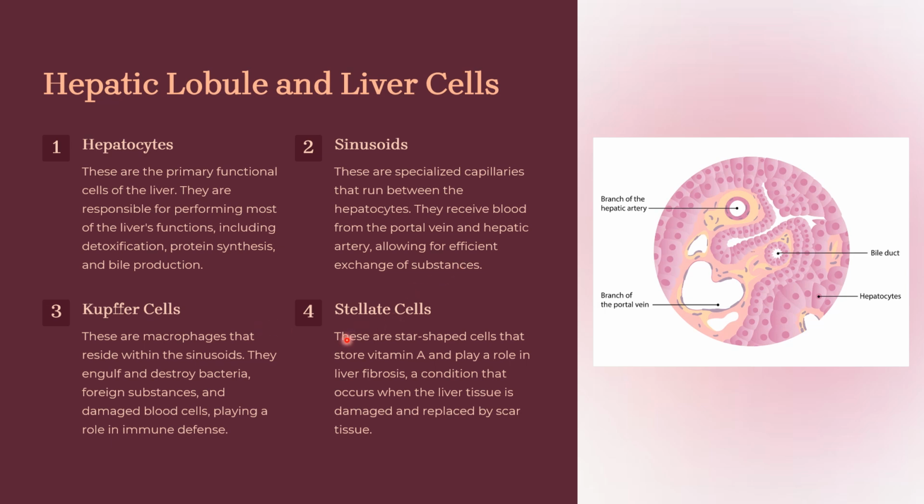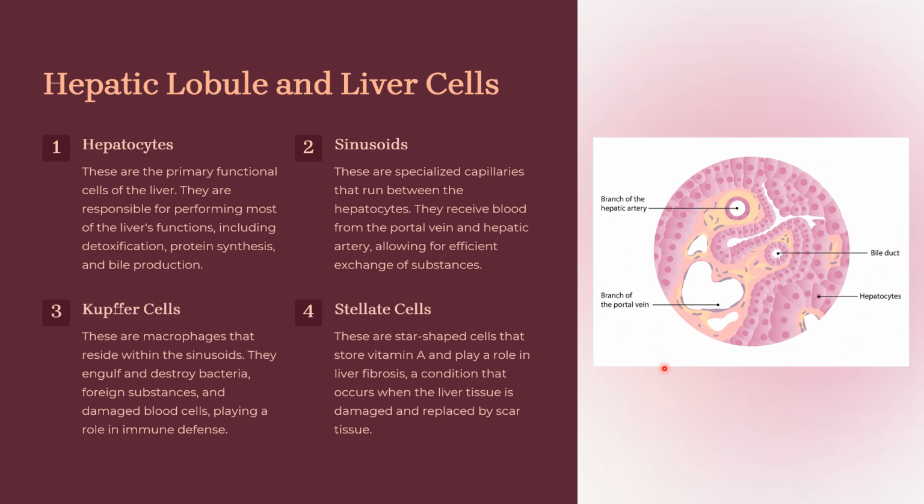Stellate cells, these are star shaped cells that store vitamin A and play a role in liver fibrosis, a condition that occurs when the liver tissue is replaced by scar tissue. So the normal healthy tissue of the liver is damaged and then it is replaced by scar tissue, that is called liver fibrosis.